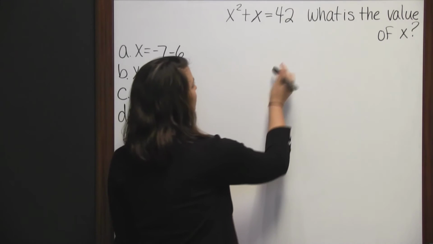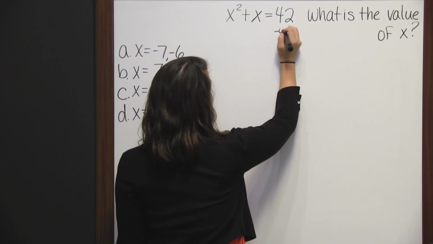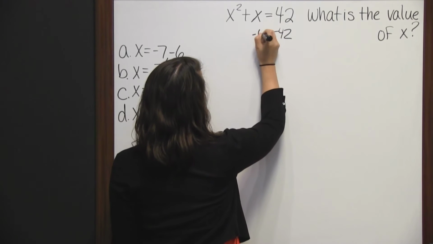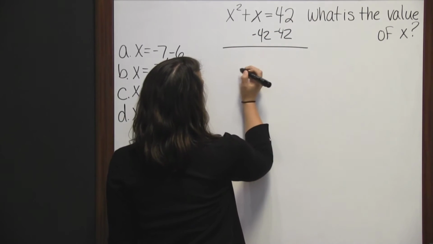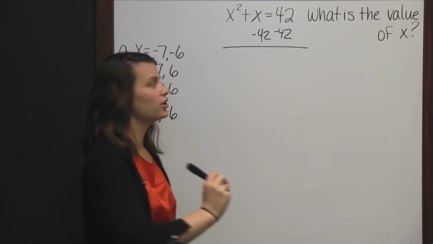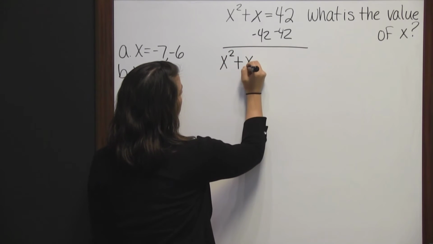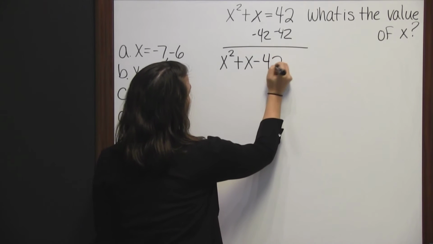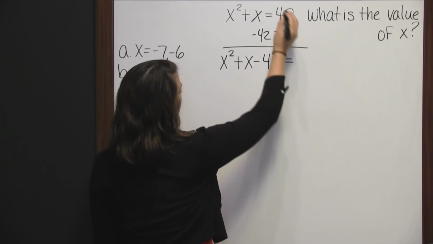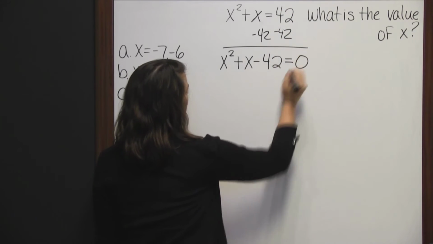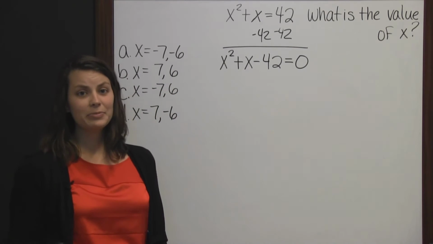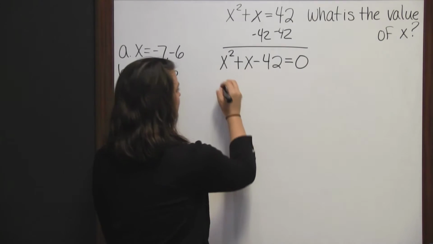If I want to factor, the first thing I need to do is move this 42 to the other side. So subtract 42 from both sides of the equation. So I have x squared plus x minus 42 equals 42 minus 42, which is 0. Now I'm ready to factor this trinomial.